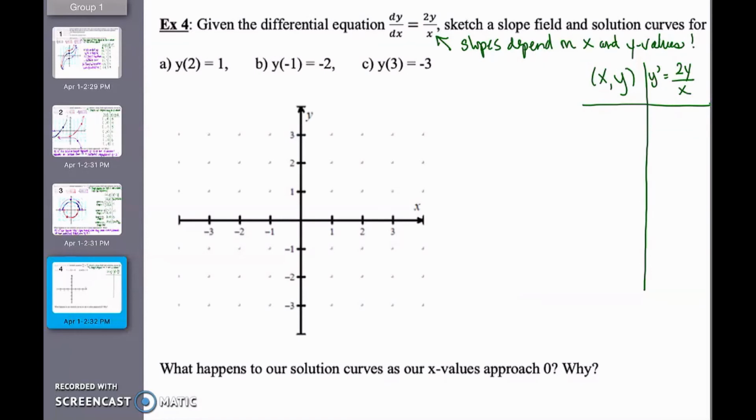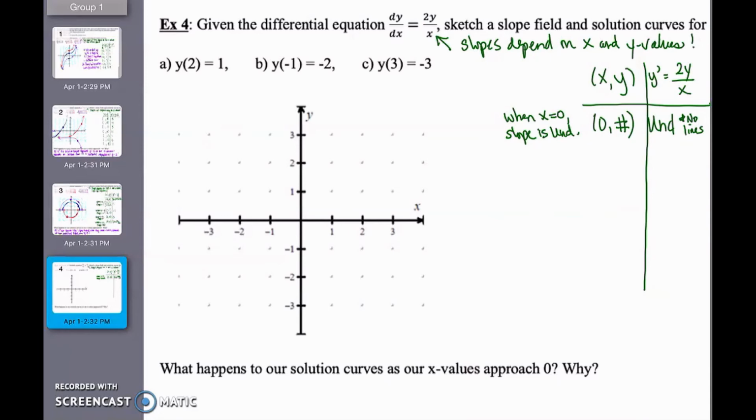All right, so I always like to start with 0 here. So if x is 0, and remember x is in the denominator of our slope, if x is 0, it doesn't matter what the value is for y, right? This is going to make an undefined slope for us. And again, no marks, right? No lines for those undefined slopes. So let's put a little note. When x equals 0, slope is undefined.